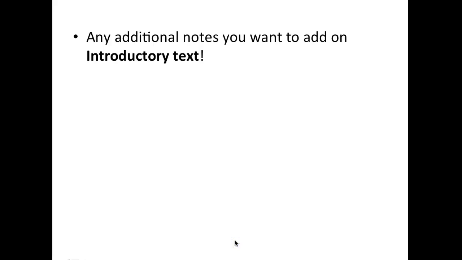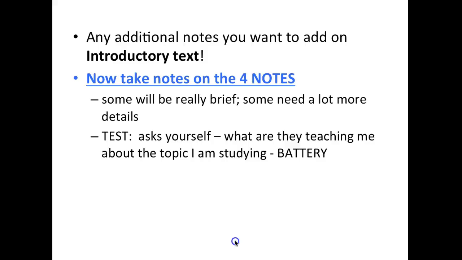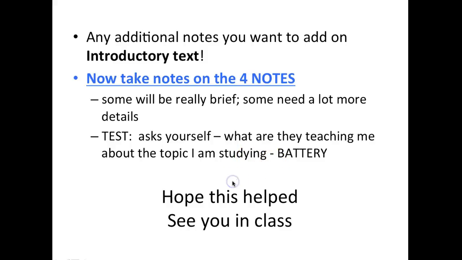At this point, remember you may want to take a few notes on the introductory text. Write down a couple of sentences about the proof problems that the introductory text tells you about. Now you're going to go back and look at those 4 notes. Sometimes you'll take a really brief note, just 1 sentence, but others ask you detailed questions and you need to take more detailed notes. Ask yourself what each note is teaching you about the topic you're studying, battery, and particularly intent. I hope this helped you brief the case.